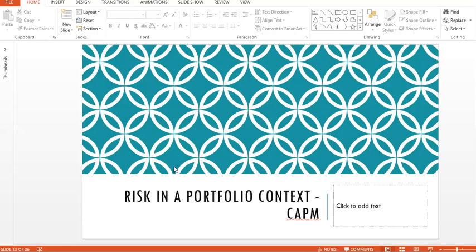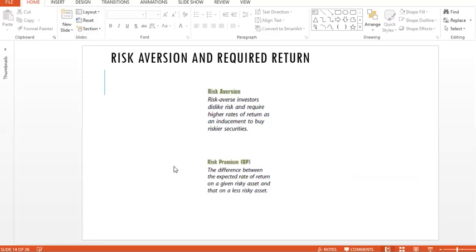Risk in a portfolio context. There are two types of investors: risk-averse investors and risk-taker investors. So who are risk-averse? Risk-averse investors dislike risk and require higher rate of return as an inducement to buy riskier securities, whereas risk takers are those who can take high risk for high return.